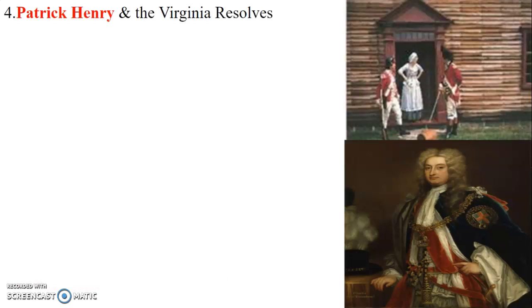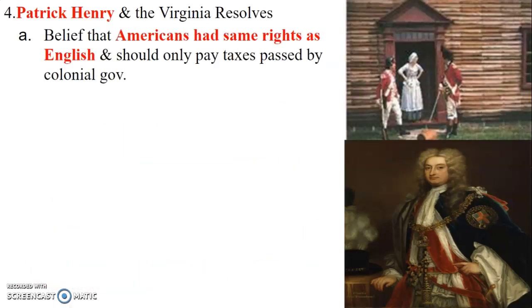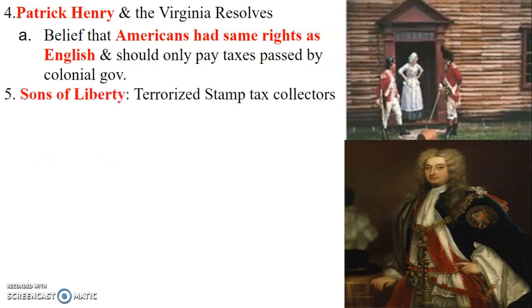Patrick Henry and the Virginia Resolves. He believed that the Americans had the same rights as the English and should only pay taxes passed by colonial government. So all these taxes that the British are trying to impose, that's not right, according to Patrick Henry. We're equal to the British. We should not be paying more without having actual say in the government, which at this point the colonists did not.